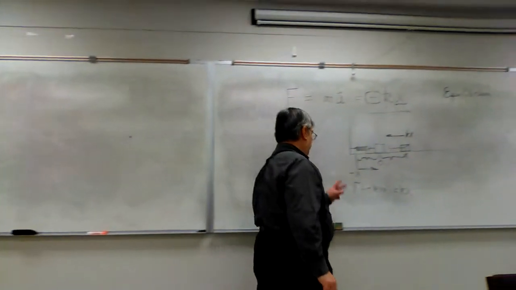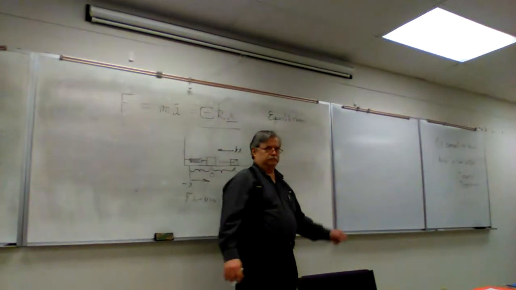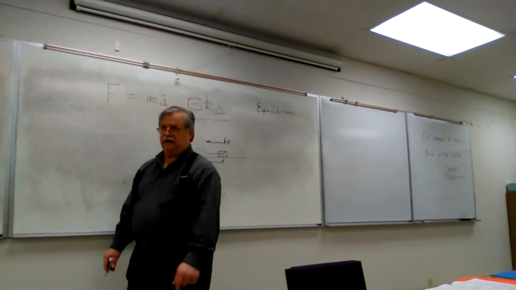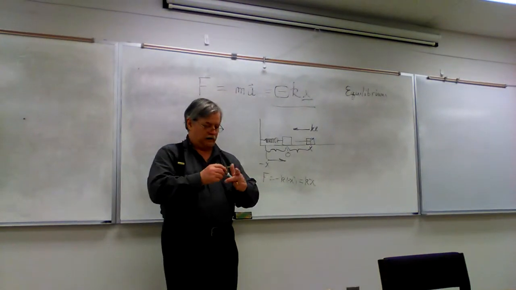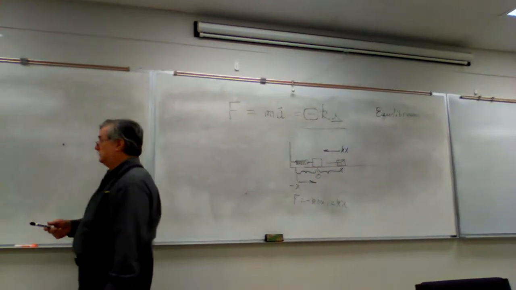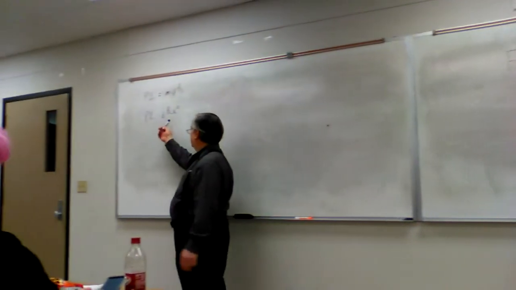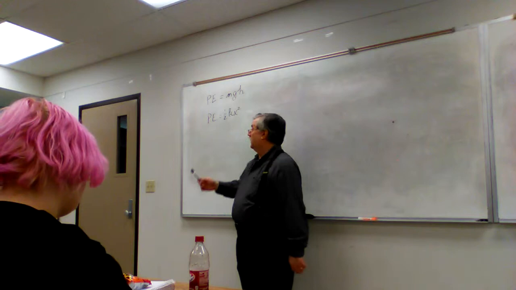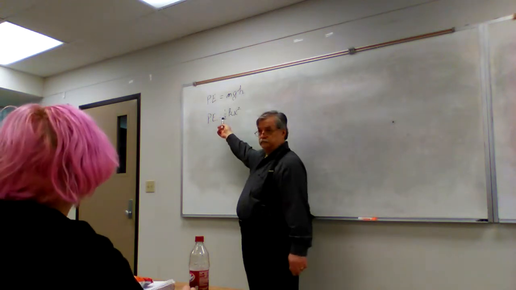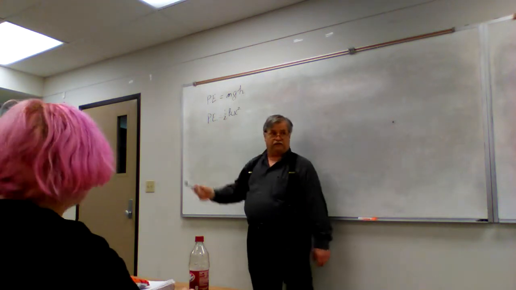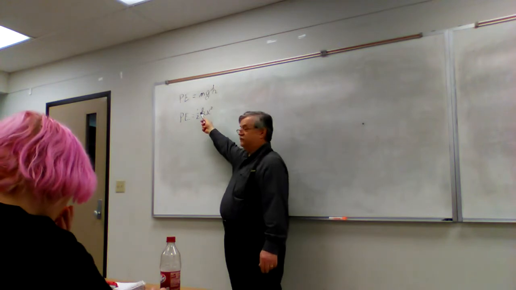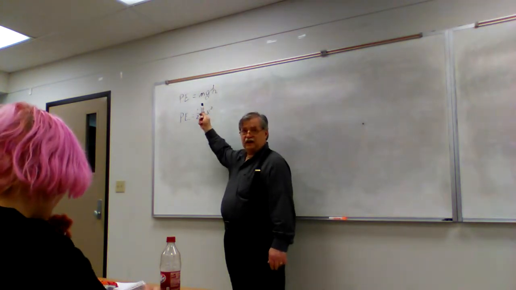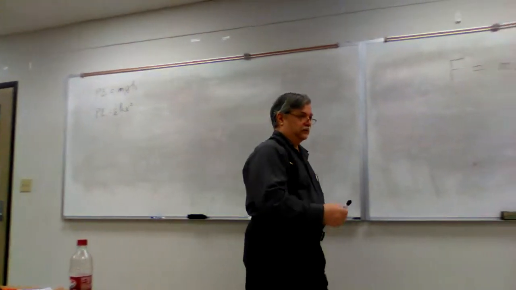So if you move this box 5 inches or 5 centimeters or however far away from its equilibrium point, then the potential energy you store is 1/2 this constant times that displacement squared.